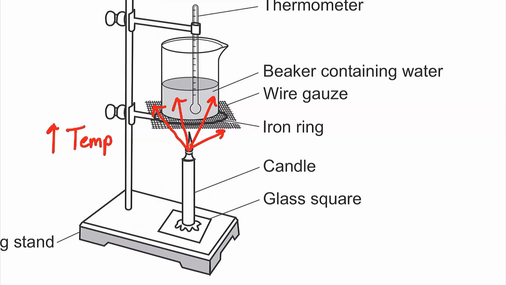So how does the water's temperature increase? Well, energy is flowing from the candle to the beaker. I just don't know how else to explain that. Hot to cold. It's really entropy too. So let's get that in our answer booklet.